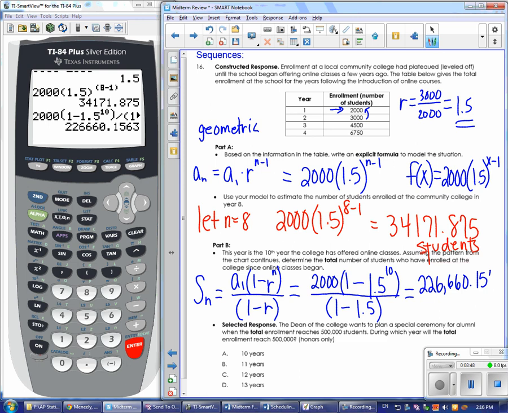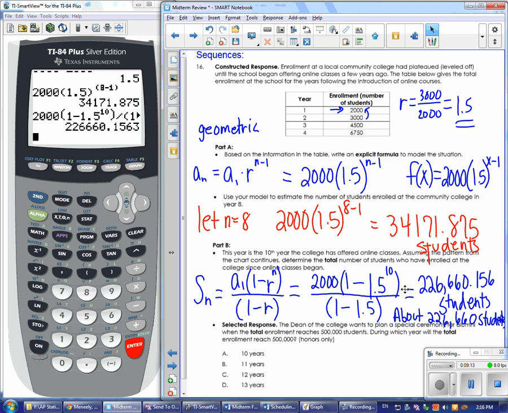226,660.156 students. And again, I prefer seeing the exact value, and then if you want, in a sentence to say approximately 226,660 students were served, if you want to round. Ask your teacher what they prefer, since they're the ones that are scoring it, just ask what they expect in terms of the rounding.